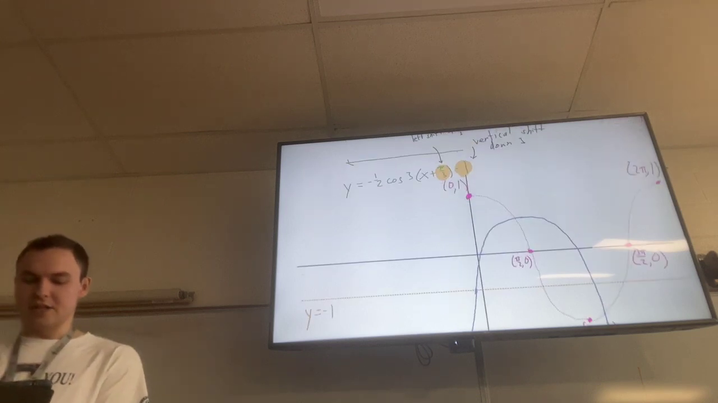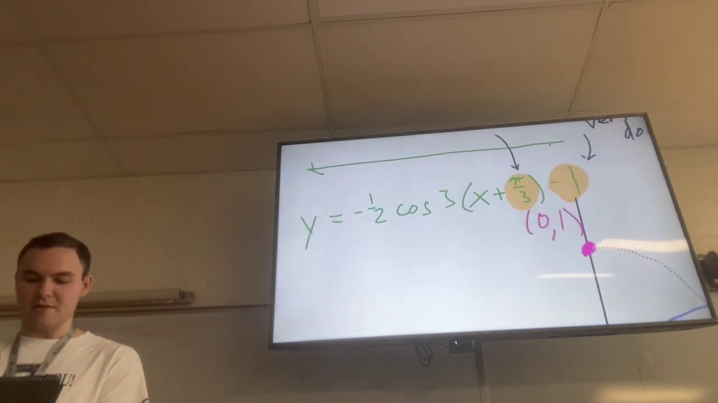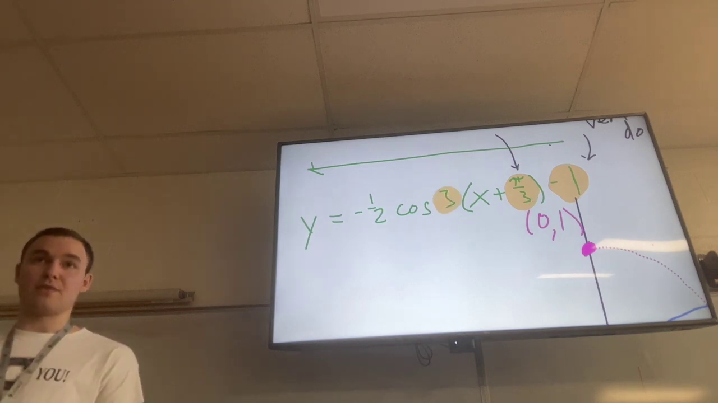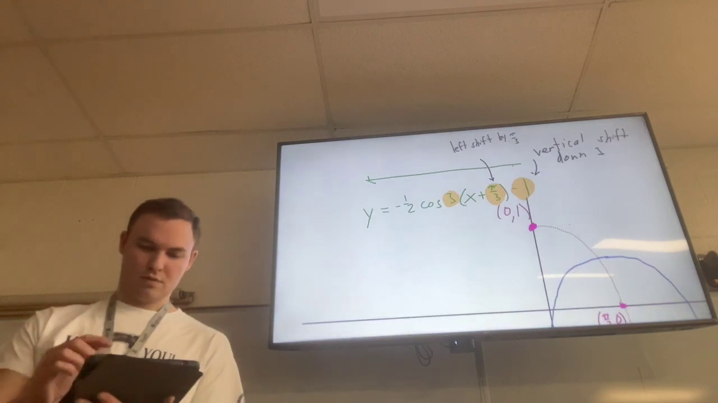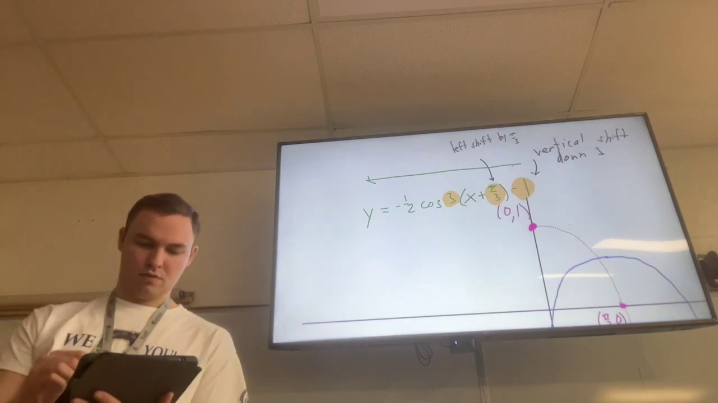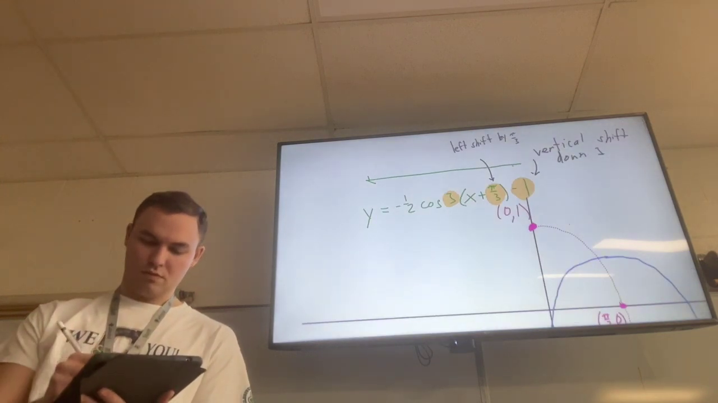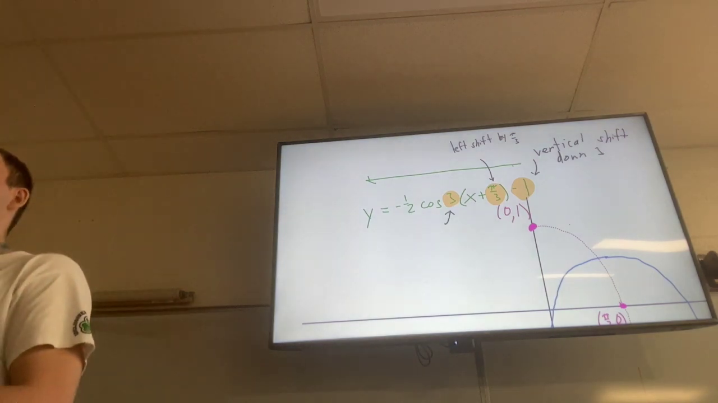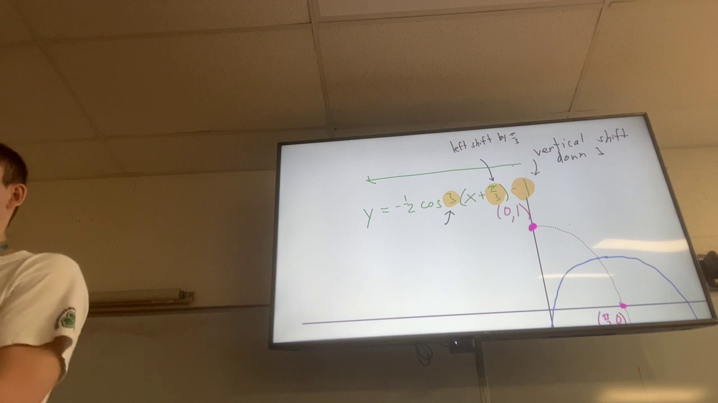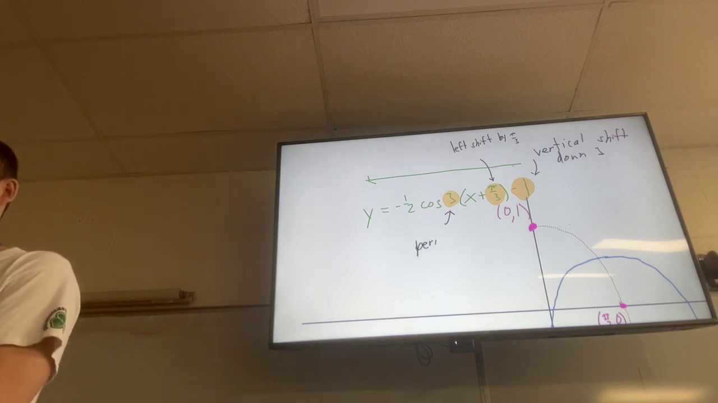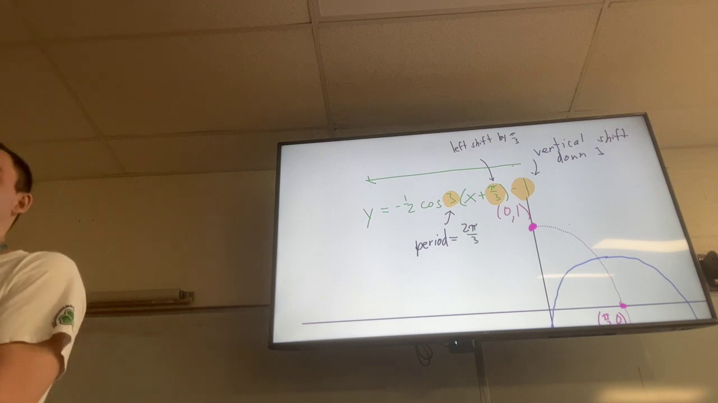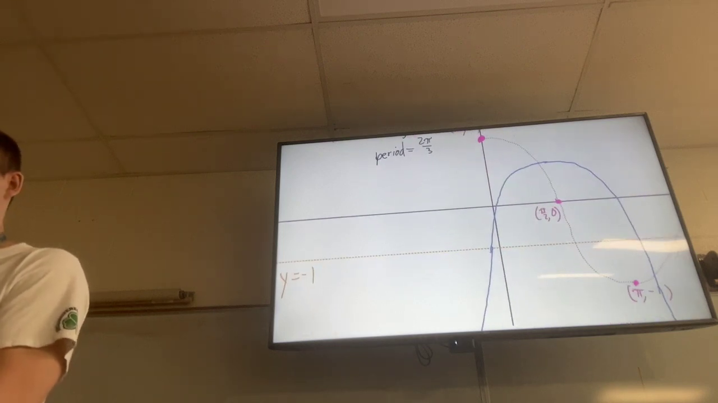All right. Let's keep going to the left. The next number, that 3. What does that 3 tell me? The number that's right in front of cos. This is going to tell me that my period is what? 2 pi divided by that number. So the period is 2 pi over 3.